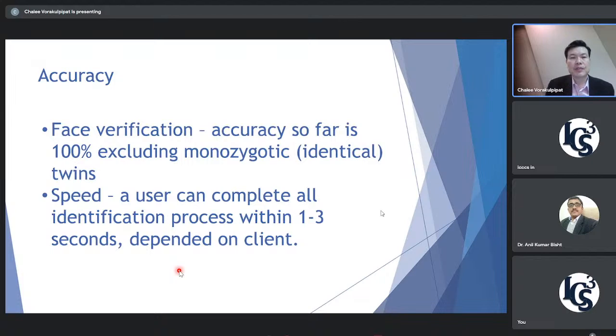So when we test, we find that the accuracy is maybe up to 100%, but except some situations like identical twins, because the twins are quite the same. So we have to use other factors instead. For speed, from our test, one person can complete the whole process within 1 to 3 seconds. It depends on end users or machine.